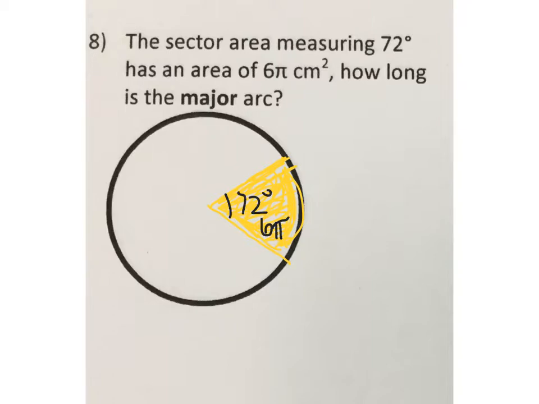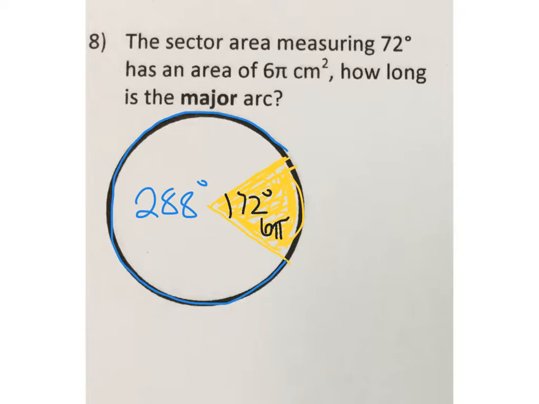Now, if we want to know the length of the major arc, that's this one over here, all the way around the long side. In other words, the arc of a 288-degree angle, because those have to add up to 360. So we do 360 minus 72, and that gives you 288 as the measure of the angle. Okay, this much is 72, the whole thing is 360. So we want to figure out the length of that blue line.